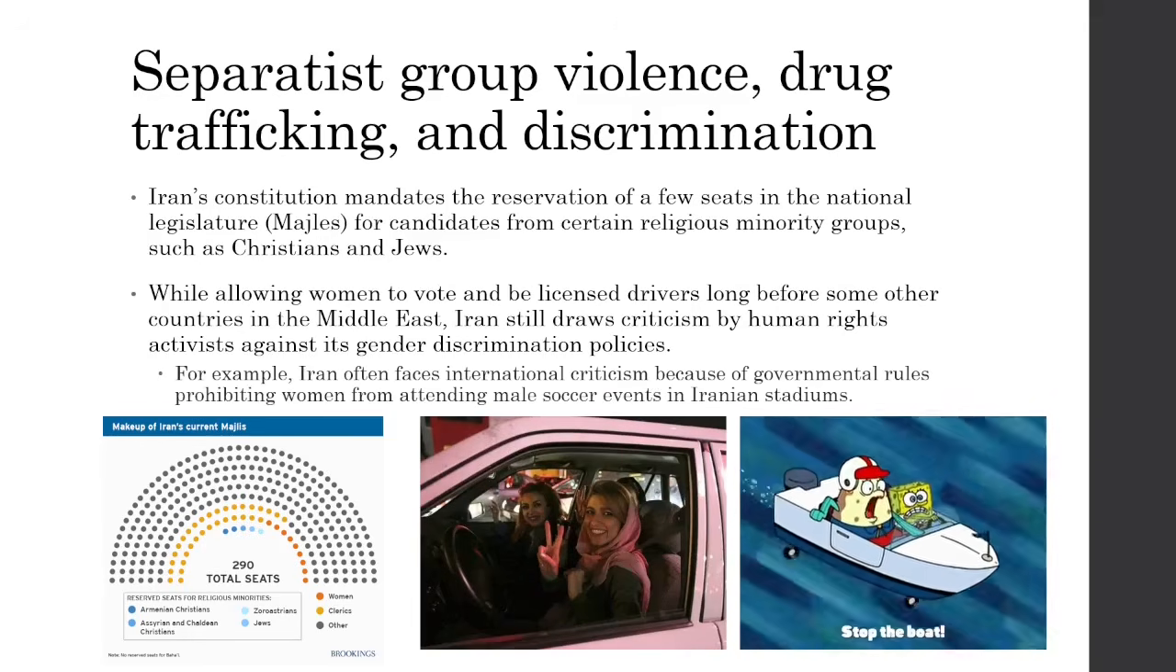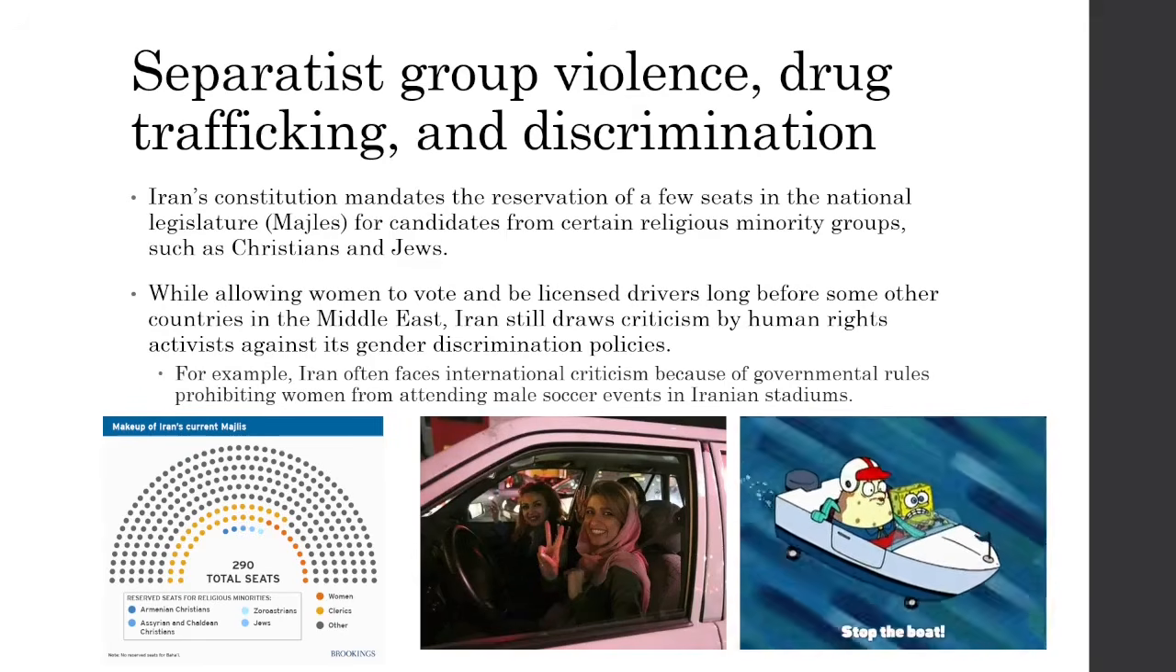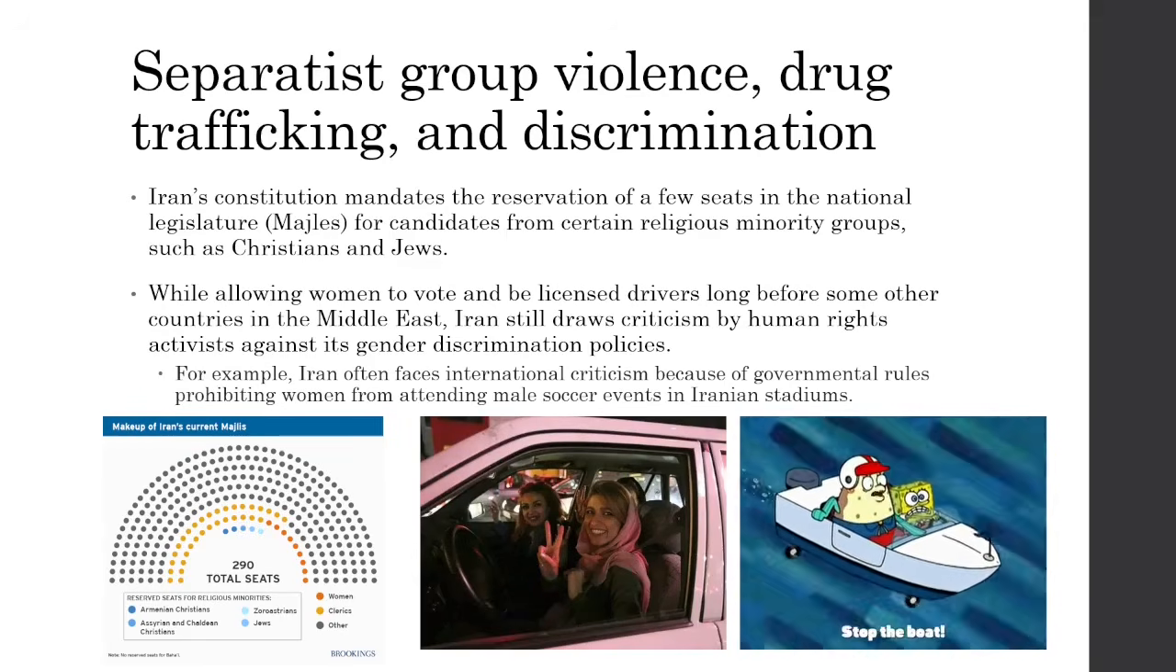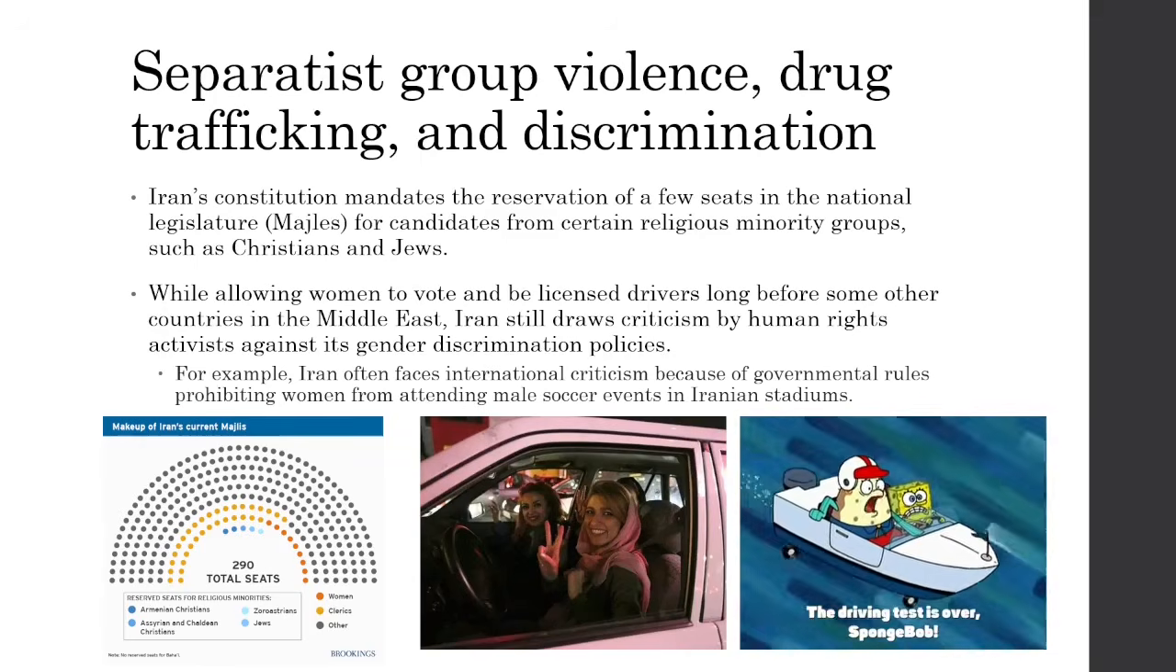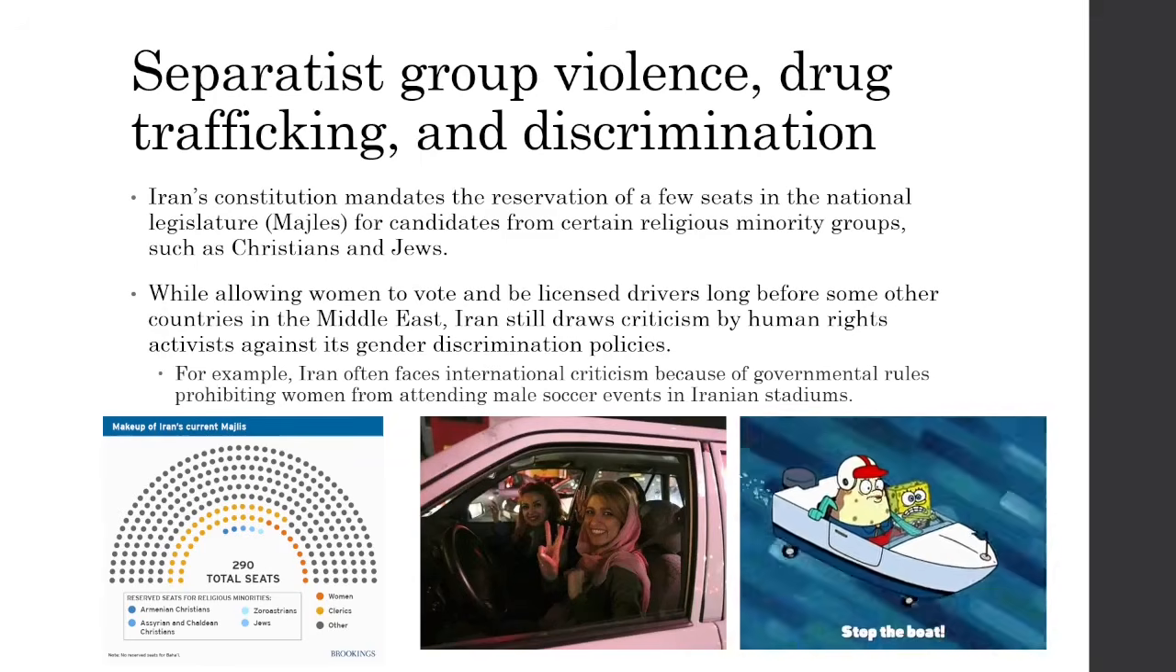So soccer events, male soccer events in particular, at Iranian stadiums, there's been a lot of governmental rules about women. They can't attend these events. And over time, that's kind of declined, but it's still something that we should talk about.